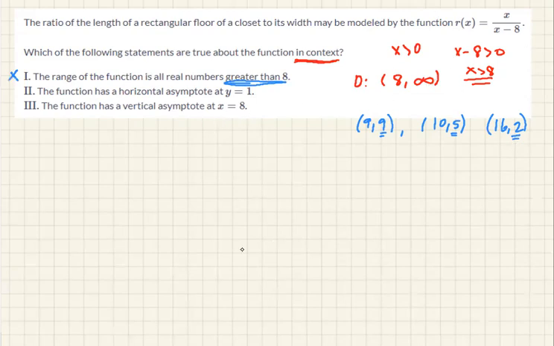But the next one, the statement says the function has a horizontal asymptote at y equals 1. The first thing, what is this, right? If you don't know this term, it basically means a horizontal line, y equals something, that your graph is approaching but never touches. That is the horizontal asymptote.